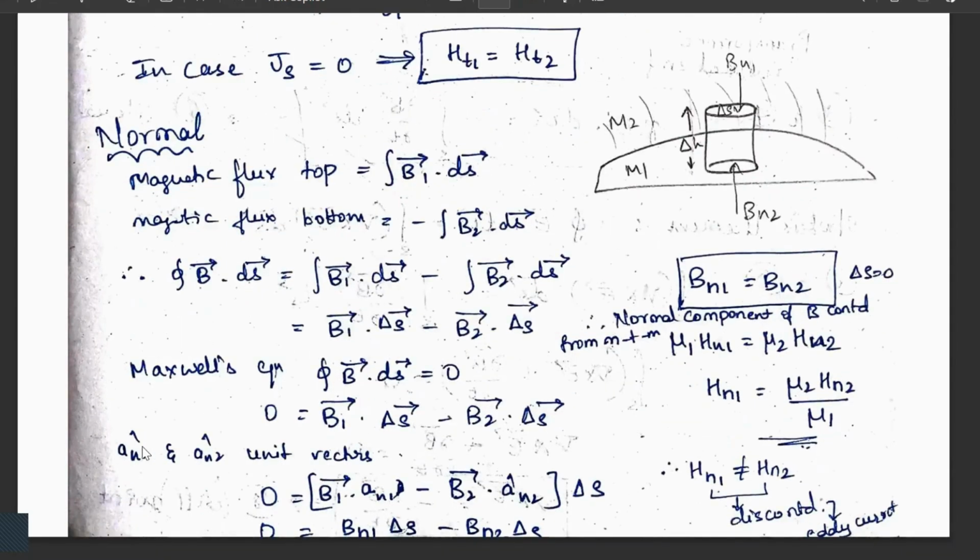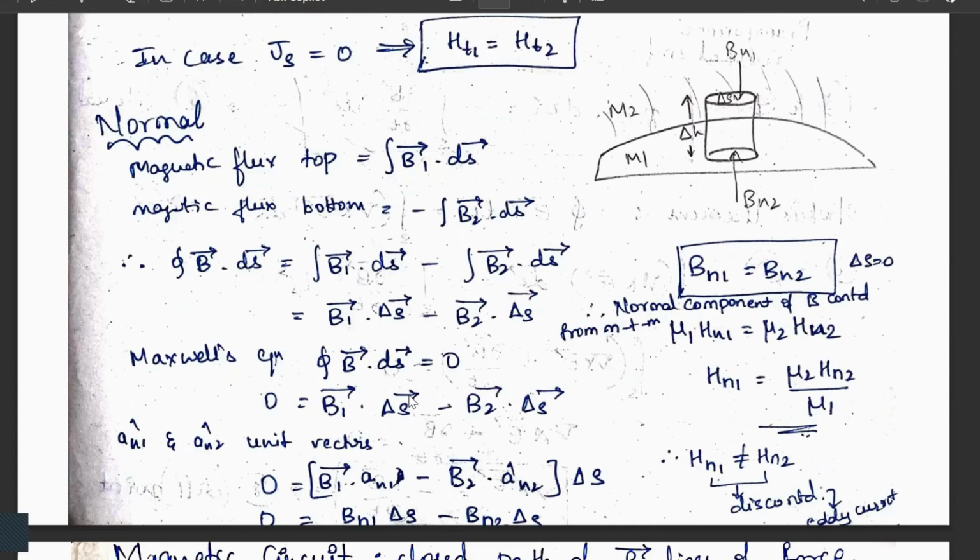Here, the area vectors are in the direction of the unit vectors, as we have observed. So we can write it as B1 vector dot a1 cap minus B2 vector dot a2 cap, times delta S. Finally, this becomes Bn1 delta S minus Bn2 delta S. On taking it to the left hand side, we get Bn1 is equal to Bn2, where delta S is not 0. Therefore, the normal component of the magnetic field is continuous from one medium to another medium.